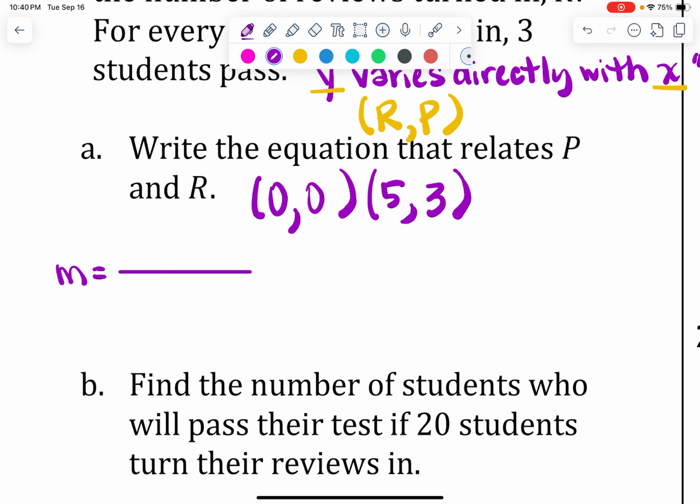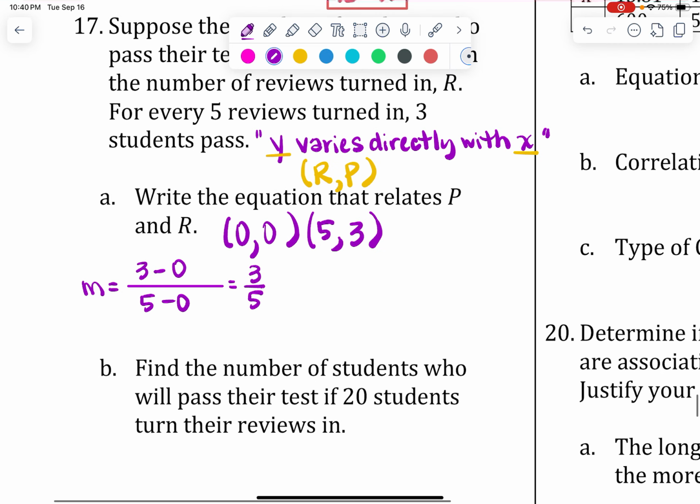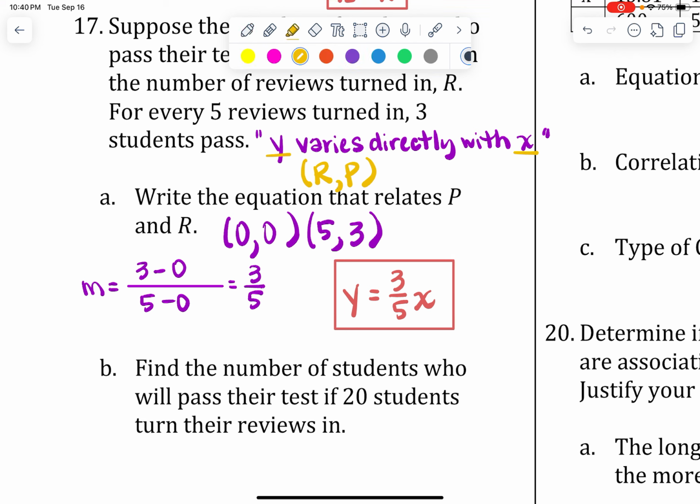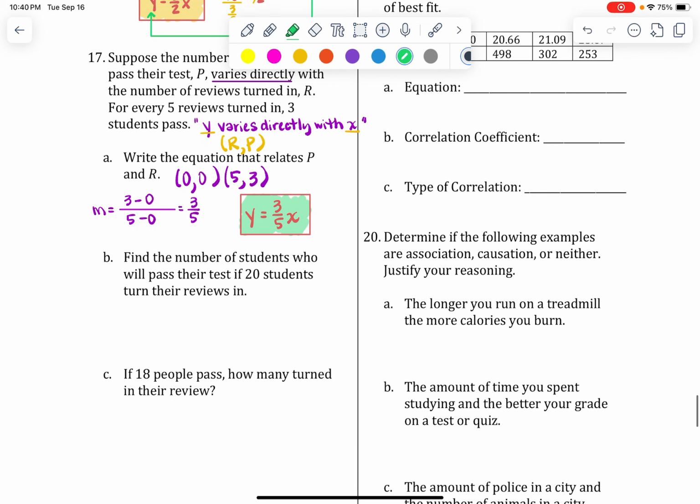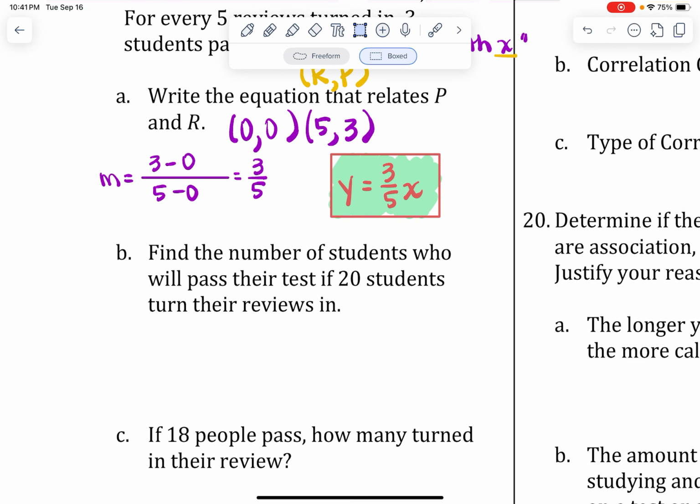All right, so our slope, 3 minus 0 over 5 minus 0, which is 3/5. That's it. That's our slope. But you're not done because we haven't written the actual equation, right? The equation isn't 3/5. The equation is Y equals 3/5 X. Yay. Right, so that is our direct variation equation. So now we should be able to manipulate it given whatever pieces of information we have.